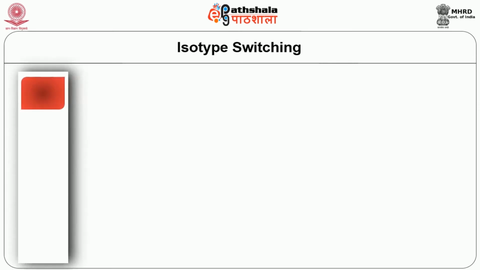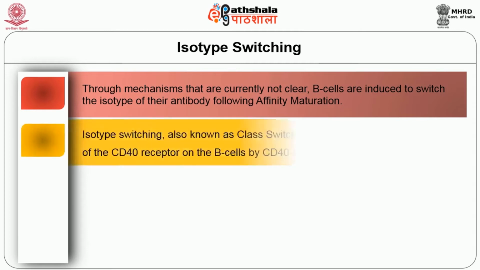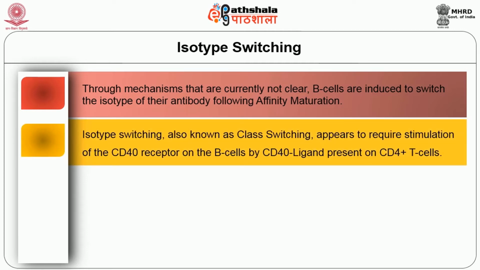Next is isotype switching. The thorough mechanism of isotype switching is currently not very clear. B cells are induced to switch the isotype of their antibody following affinity maturation. Isotype switching, also known as class switching, appears to require stimulation of the CD40 receptor on the B cell by CD40 ligands present on the CD4 T cells.